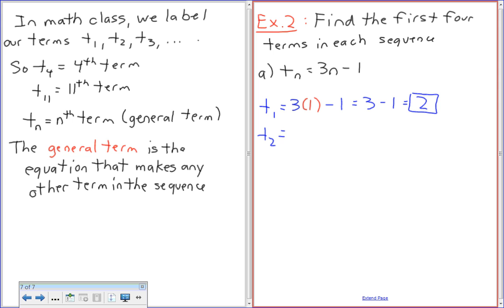T2 is going to be 3 bracket 2 minus 1, equals 6 minus 1, which is 5. T3 equals 3 bracket 3, and so on for T4.